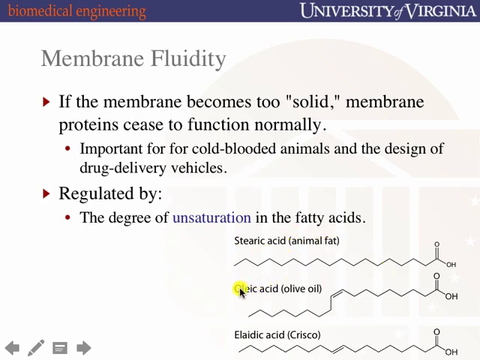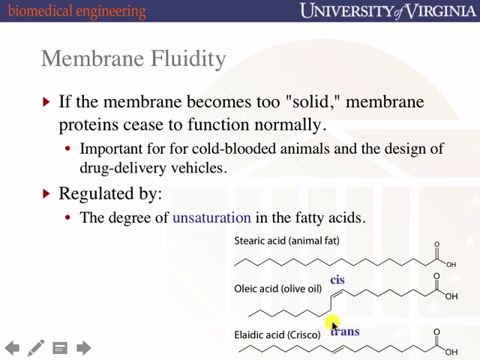Here we look at this fat, oleic acid from olive oil. It's got this single double bond here, which again limits the number of hydrogens. We have two fewer hydrogens occupying this acyl chain than possible. Here's Crisco. It also has a double bond.